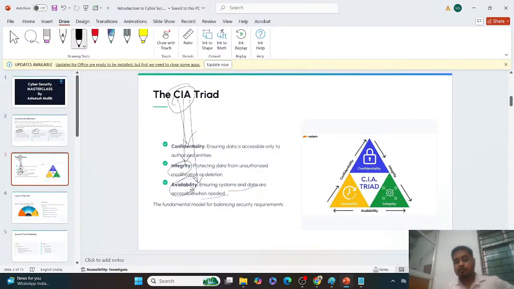So we should ensure that the data should be available in that system every time. Okay, so this is the fundamental model of balancing security requirements. So we should maintain availability, confidentiality and integrity.